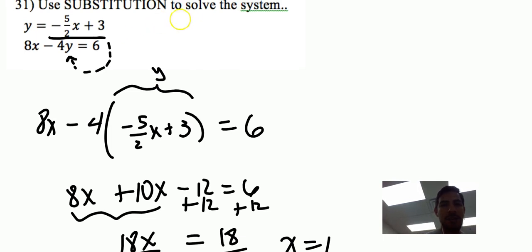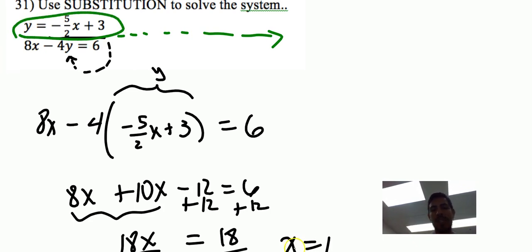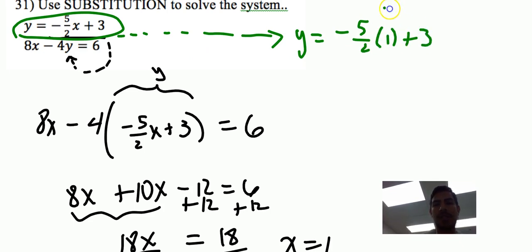And here is a perfect equation to solve for y. The reason I could solve for y there is because y is already solved for. I could plug 1 into this equation, but it's going to be a little bit more work than I need to do. I'm going to plug x into the top equation, so y is equal to negative 5 halves times 1 plus 3. Again, 1 is x from what we got down here.